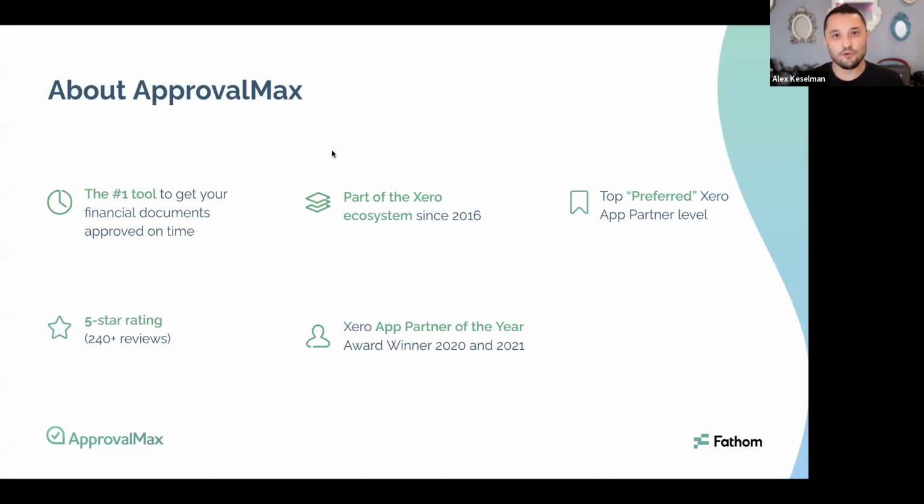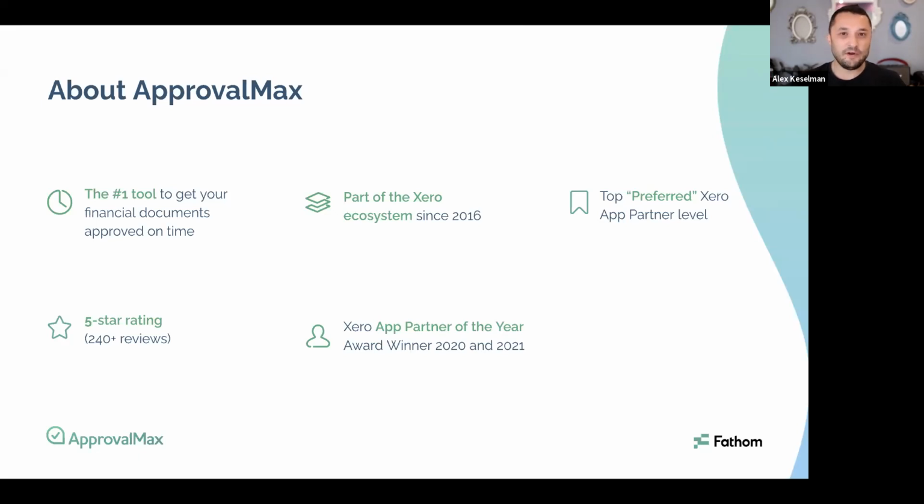So for those of you who do not know about ApprovalMax and never seen the product, we are the #1 tool to get your financial documents approved on time. So we've been a part of the Xero and QuickBooks Online ecosystem since 2016. And since that time, we became quite a big part of both Xero's and QuickBooks Online ecosystems. Actually, right now, we're also integrated with Oracle NetSuite. So if you want to give it a try with NetSuite, it's now also possible.